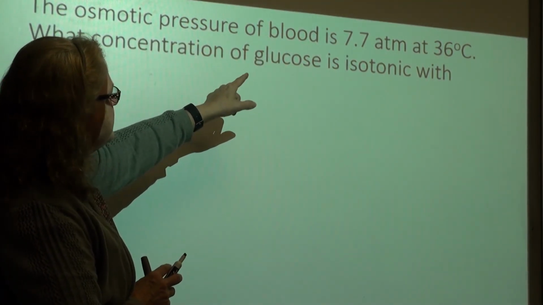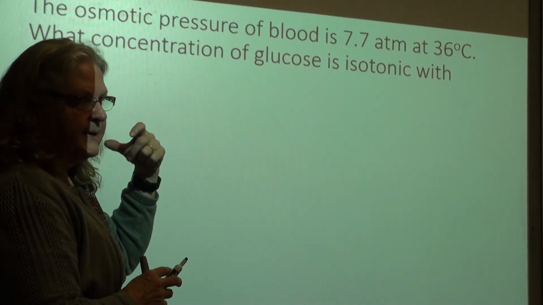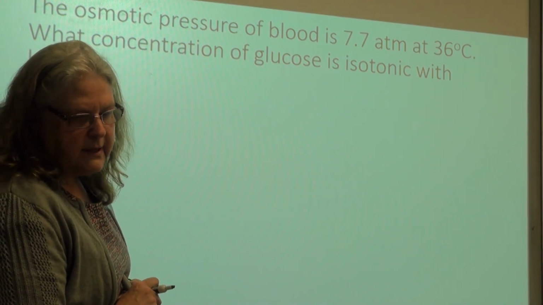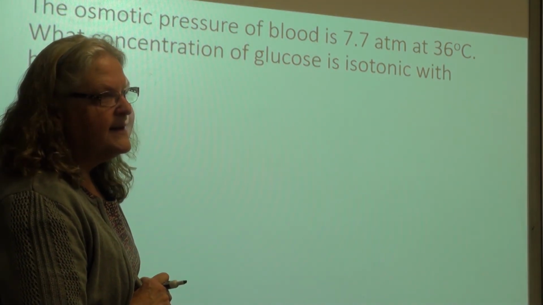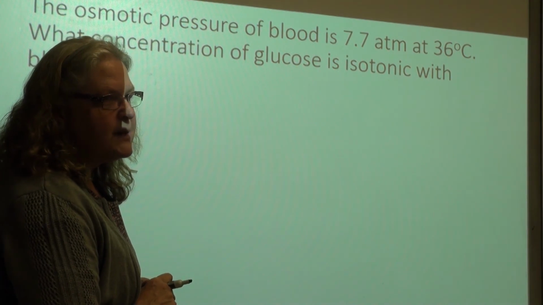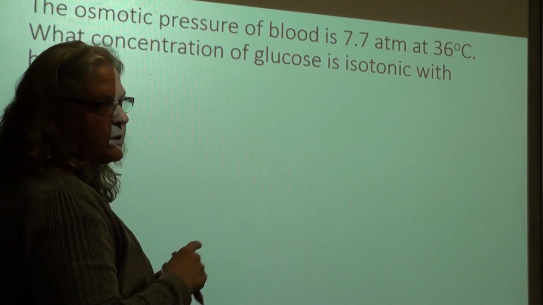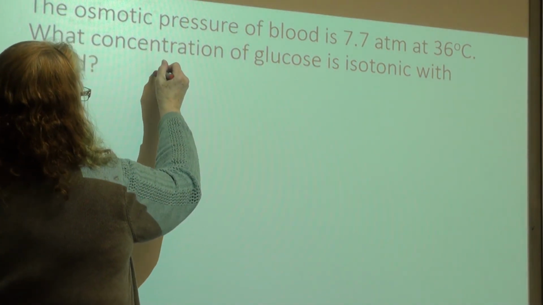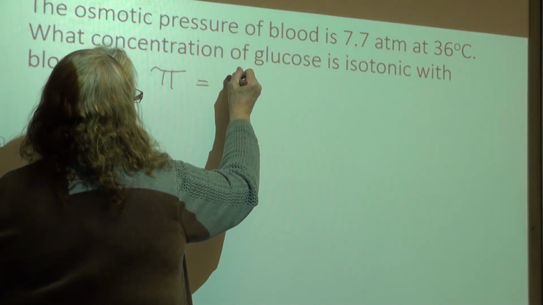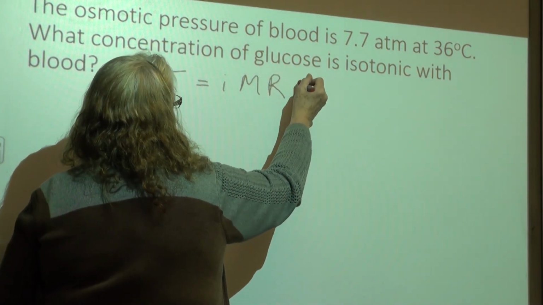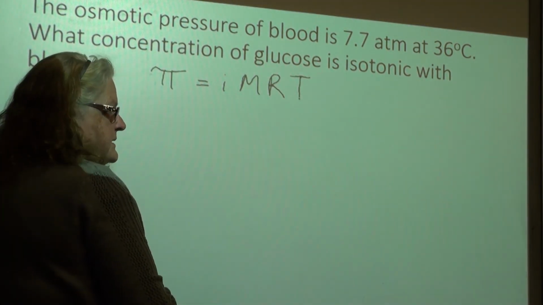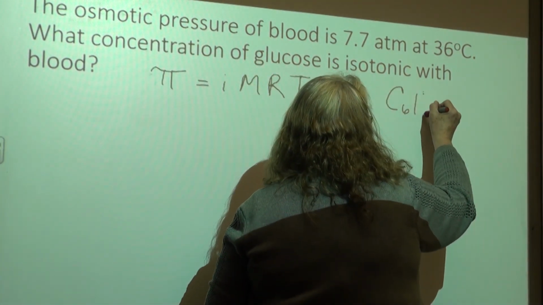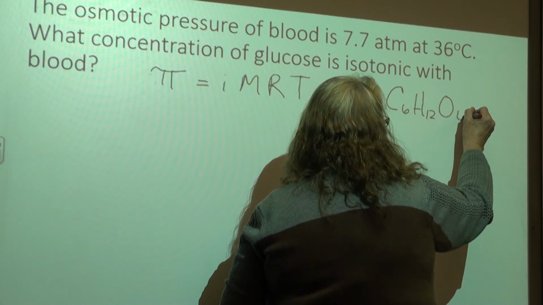So I want to know what concentration of glucose I would need to make to see if I could make it isotonic with blood. If you had to make up a glucose solution to give to someone intravenously, what concentration would you have to make it? All right, so my equation, pi equals iMRT. That's the equation I'm going to use. This is glucose, C6H12O6.